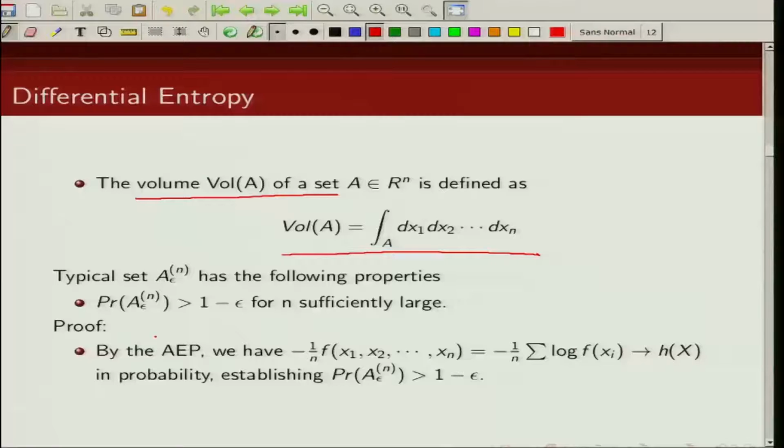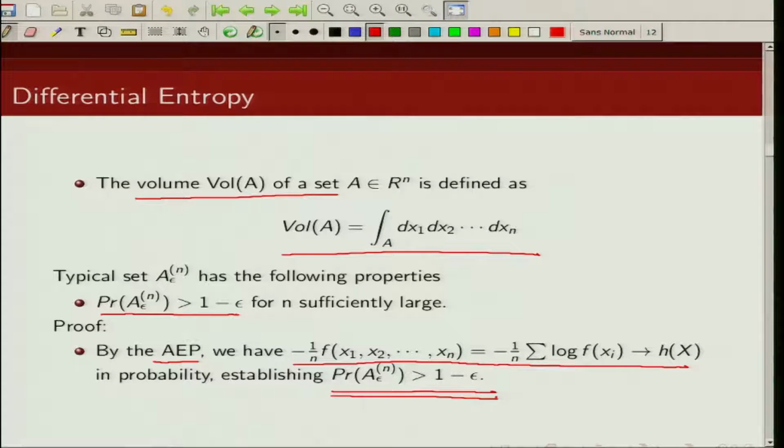Now the typical set has the following properties: the probability of the typical set, for very large n, is greater than 1 minus epsilon. Again this follows from the AEP property, that we know this converges to the differential entropy in probability, and this establishes the proof that the probability of this typical set is greater than 1 minus epsilon.